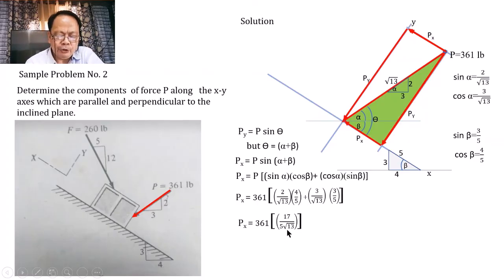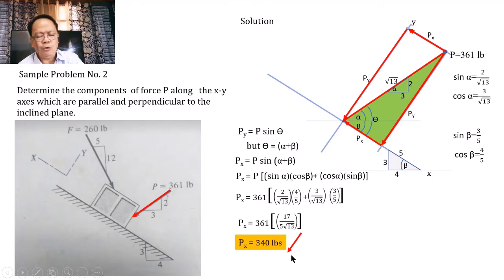Again, the square root of 13 is approximately equal to 3.61. So, if 3.61 will be cancelled with this one, what remains here is 100. And 105 will also cancel each other. So, what remains is 20. So that I will have 20 multiplied by 17. This gives us a value of 340 directed in the k-dash direction, down to the left.